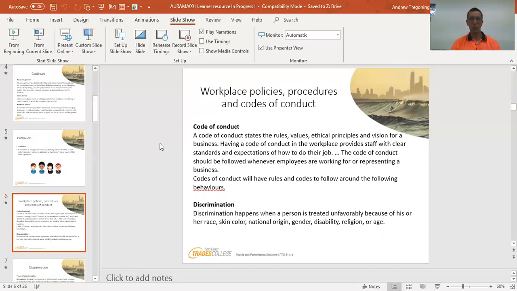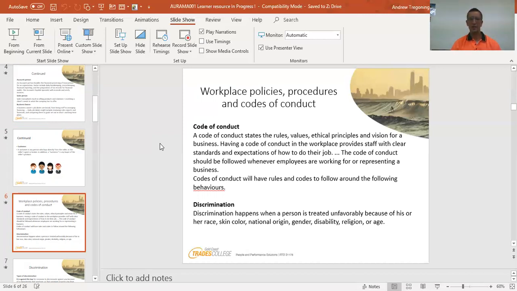This brings us to workplace policies and procedures and codes of conduct. So typically in a workplace, we have a whole bunch of people, and we need some kind of guidelines and outlines and rules, policies and procedures within that workplace. So most commonly businesses have a code of conduct, and that would state the rules, the values, the ethical principles, and also a vision for a business.